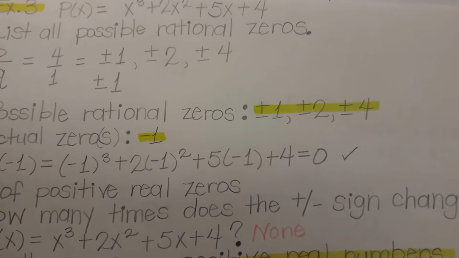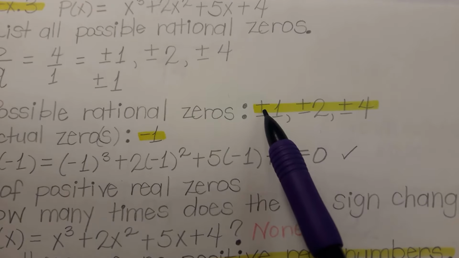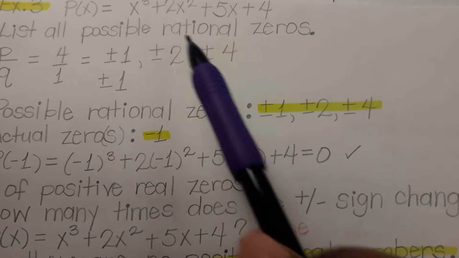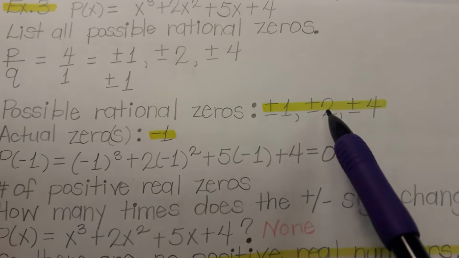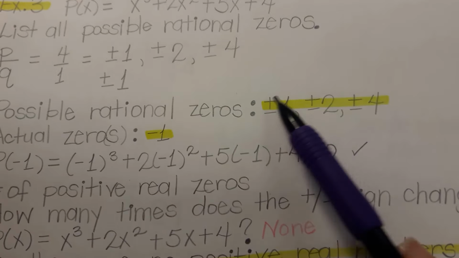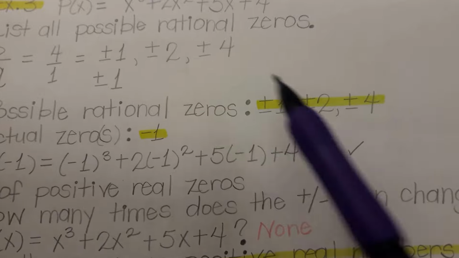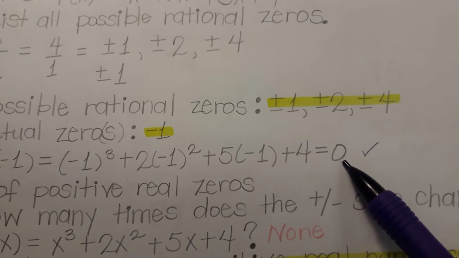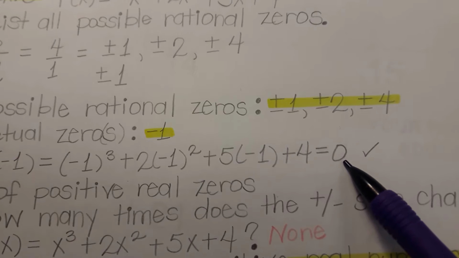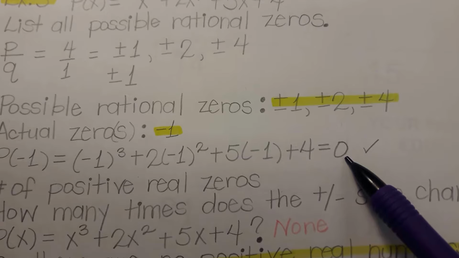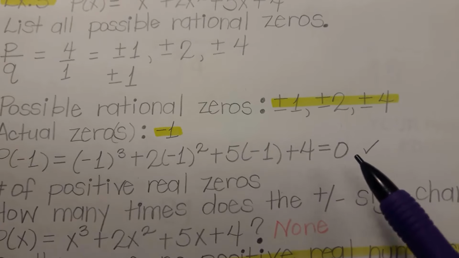Now, another way you can do it is you have to work it out on your calculator, or work it out by hand. So the way you will work it out is you have to take positive 1 and plug it in for x. Negative 1, plug it in for x. Plus or minus 2, plus or minus 4. So you have to test all 6 of these terms for x and see which answer will equal 0. If it does not equal 0, it is not a possible 0. If it does equal 0, it is an actual 0.